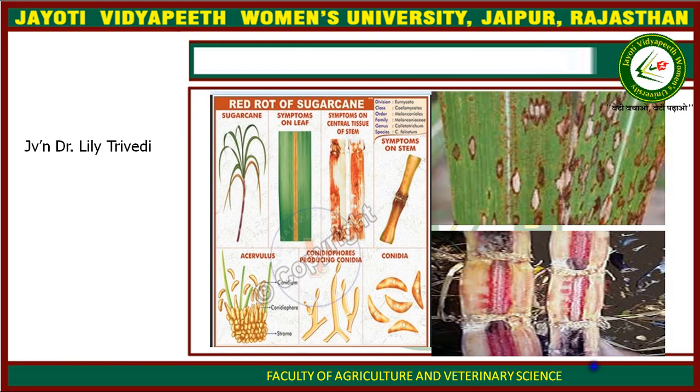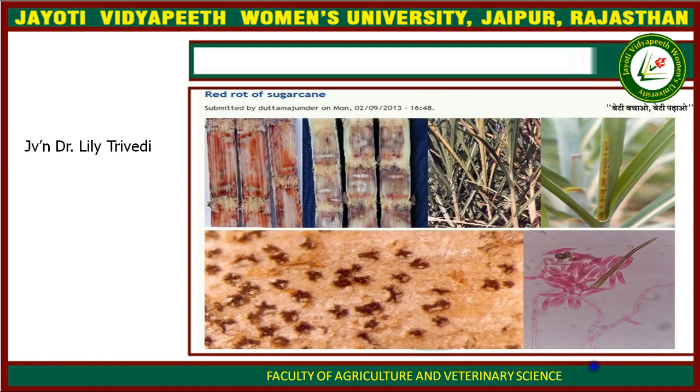Here you can see the pictures of the red rot of sugarcane, the symptom on the leaf, and the central portion which is showing the red color. Here you can see the acervuli, the conidia, conidiophores, and the falcate or sickle shaped conidia. These are a few more pictures of red rot of sugarcane, clearly showing you the symptoms, the acervuli and the conidia.